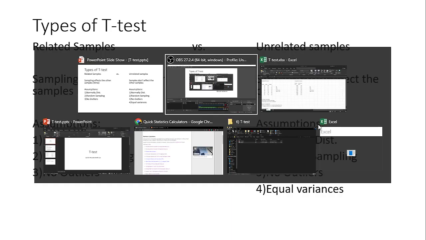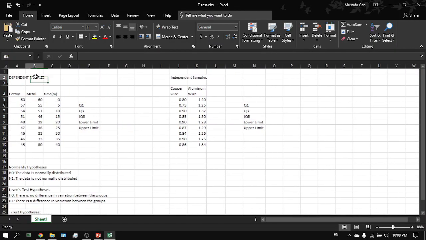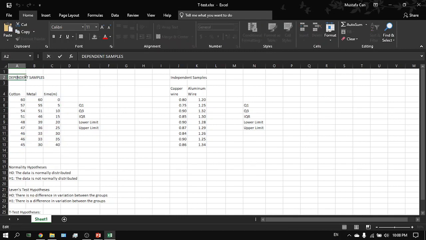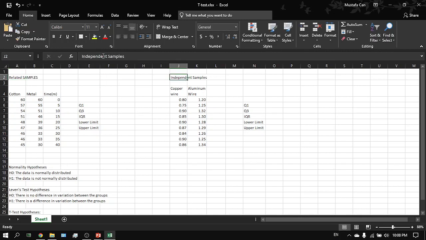Let's see our examples. Dependent samples. Before I do anything, I just look at my data. What are the dependent variables? What are the independent variables? Let's write related samples so we wouldn't get confused. Related samples. And this is unrelated. Oh, wow, I did it wrong. Related samples, and this one, independent samples, unrelated. Related samples. Let's see our data.